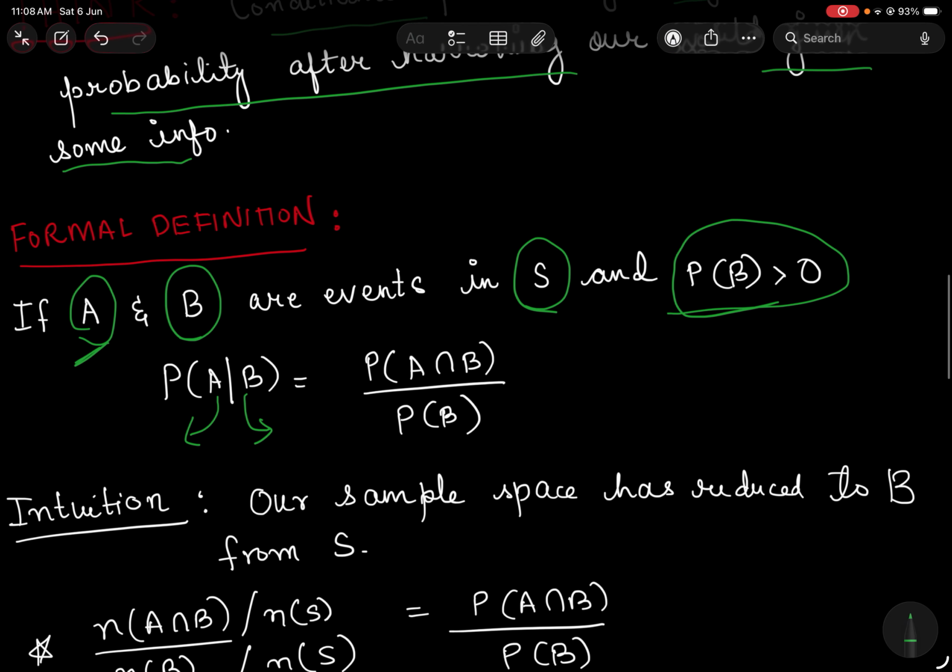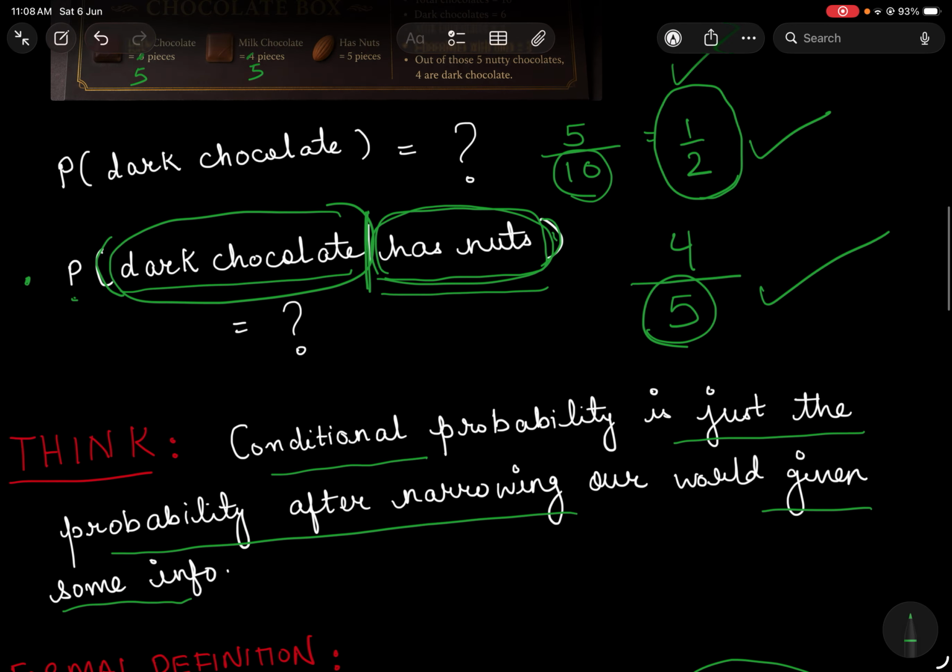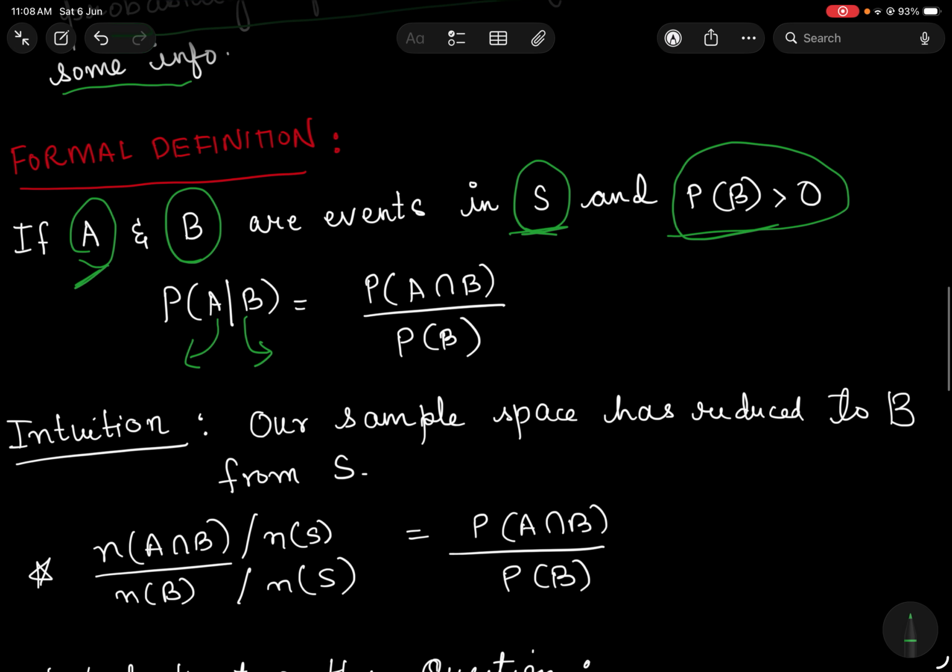Now, I know that A and B are events in S and both are part of our sample space, there's no doubt there, right? And we know that the probability of getting a nut is greater than 0. And what is the probability of A given B? How is it defined? So the answer is the probability of A intersection B upon the probability of B.